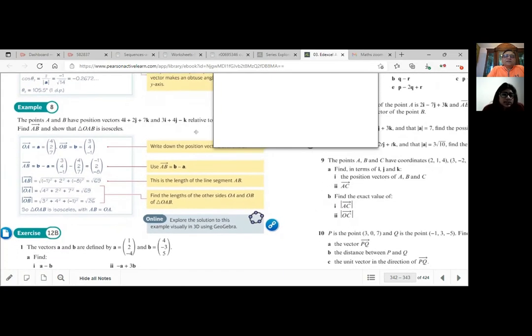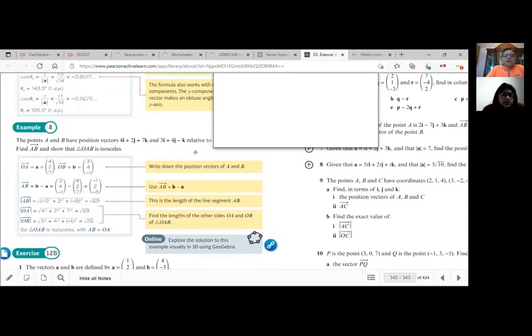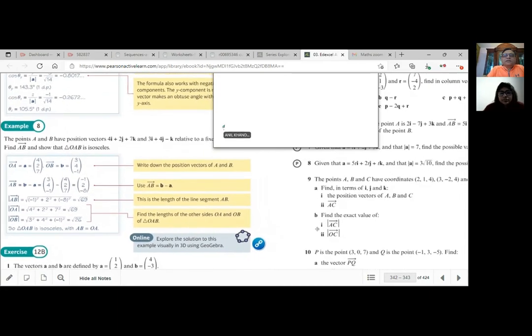Correct. So basically, from one particular point, we have 2 points given to us, right? And it forms a triangle O, A, B. To find AB, we just take the difference. So AB is equal to 3 minus 4, 4 minus 2, and minus 1 minus 7.